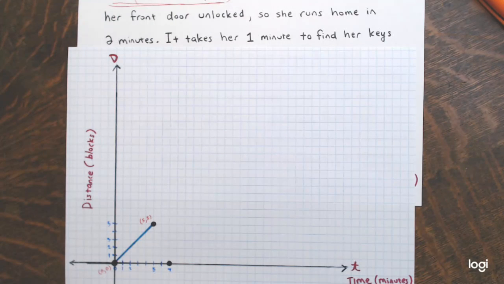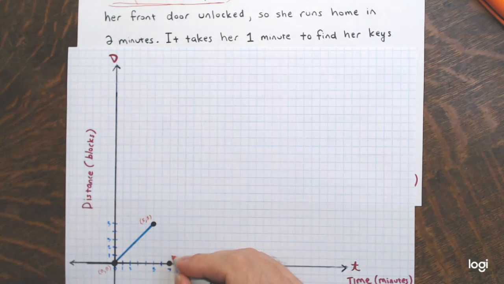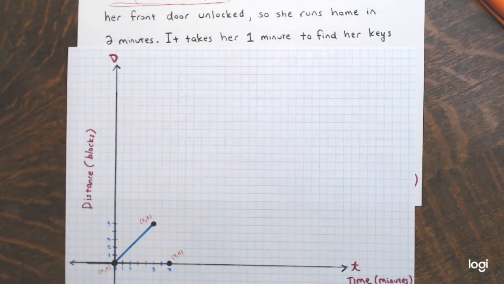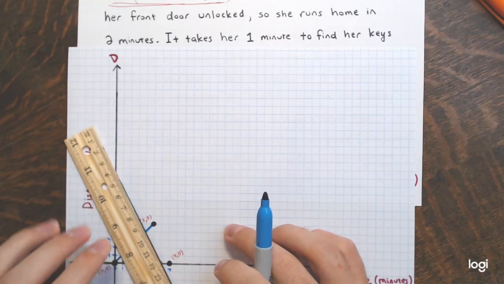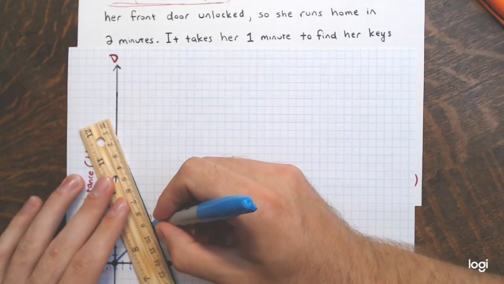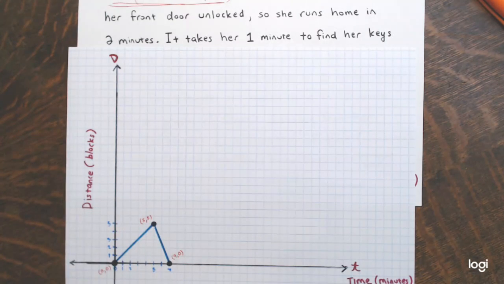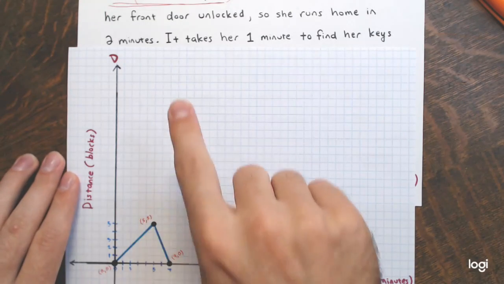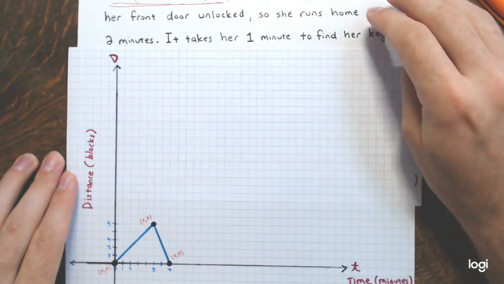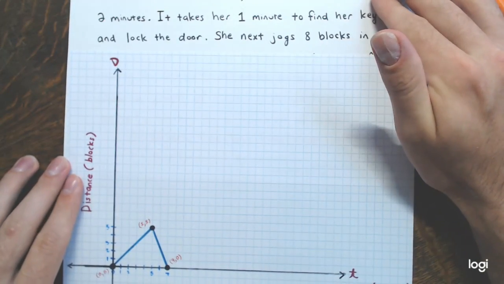Now again, I'll label this point. This is the point 7 minutes. She's back home. So 7 minutes, 0 blocks. And again, I'm going to assume here that every time she's moving, it's at a constant speed. So this will be simply represented by a straight segment. Great. So here's a graph representing the first 7 minutes of her journey. All right. It then states that it takes her 1 minute to find her keys and lock the door.